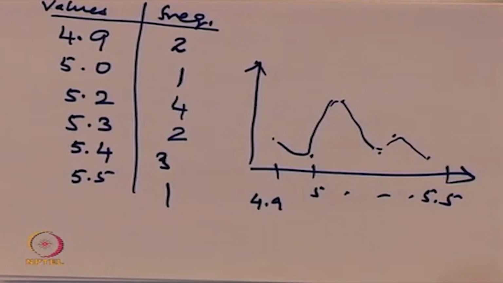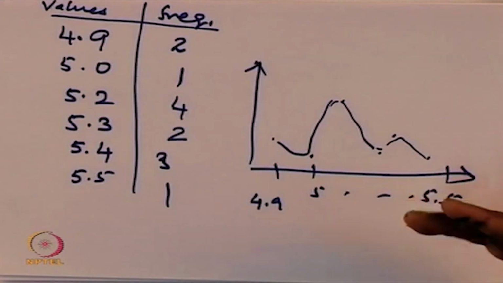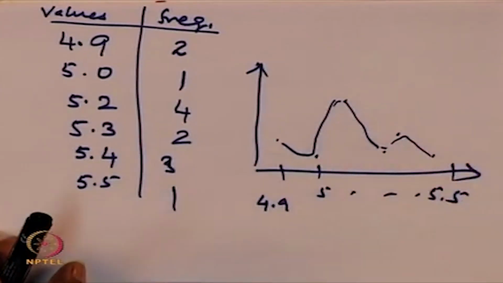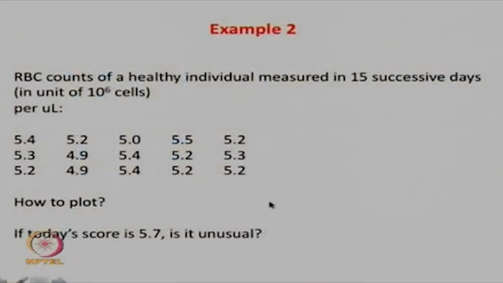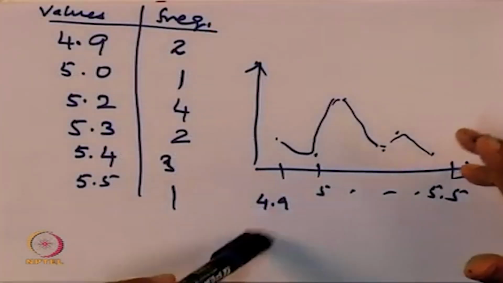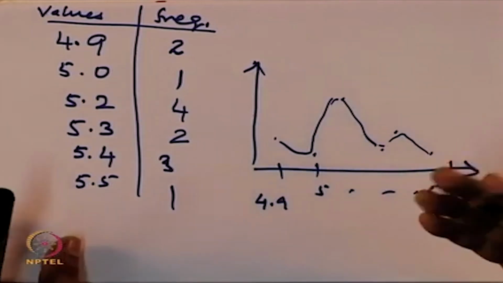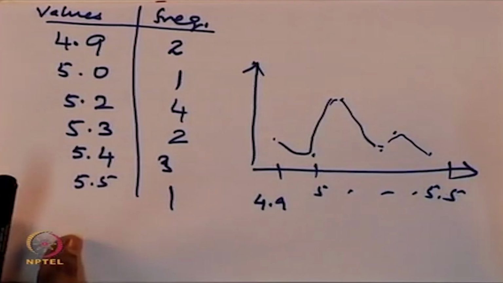Okay. Now, this is too few numbers, so it is difficult to comment on it, but let us say I ask you the following question. These are your values for the last several days and today's score is 5.7, is it unusual? You can clearly see from your existing histogram that there is no 5.7 value. So, one would argue that 5.7 is a little bit unnatural, maybe you are suffering from some disease or infection. So, it warrants a doctor's examination.